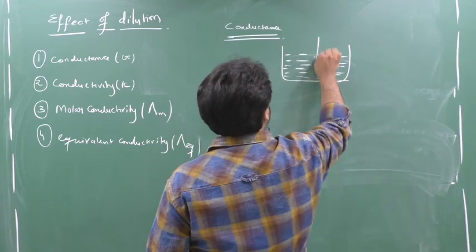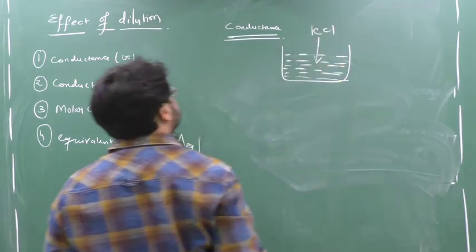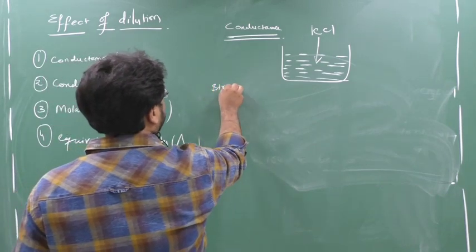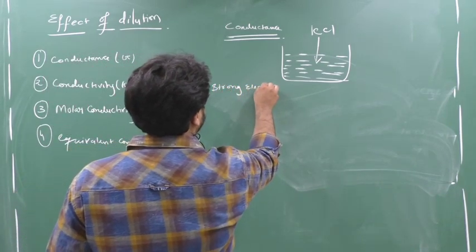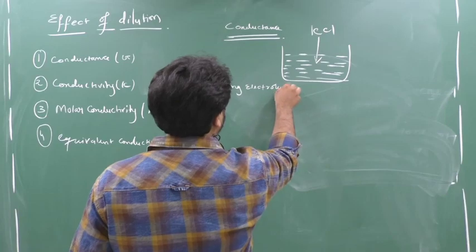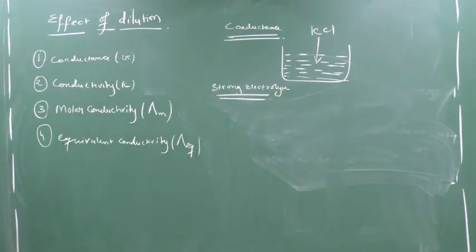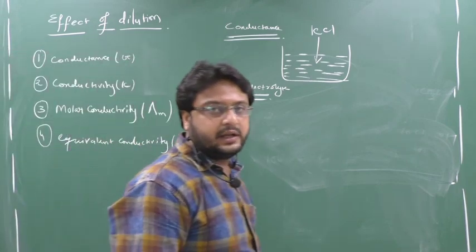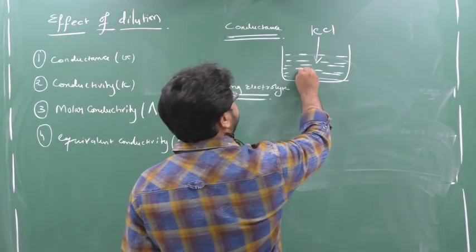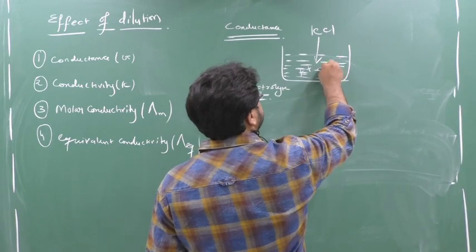Say the electrolyte is KCl. I will discuss the strong electrolyte first, and then the weak one. For example, I am taking one beaker, and in that beaker I am taking KCl. As and when I put the KCl in, it will get dissociated into K plus and Cl minus.